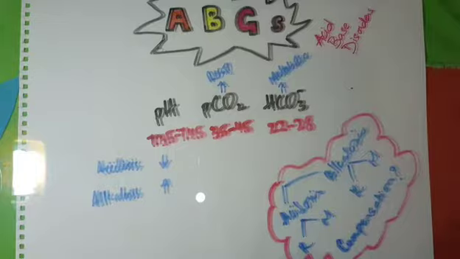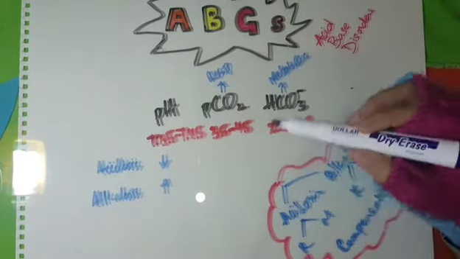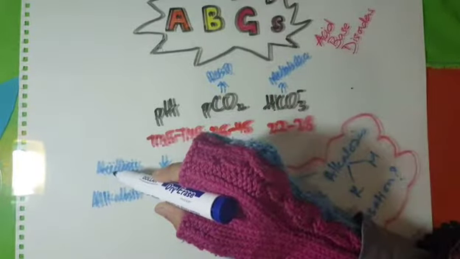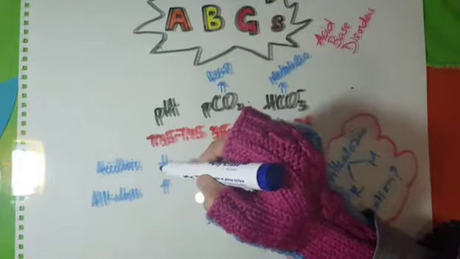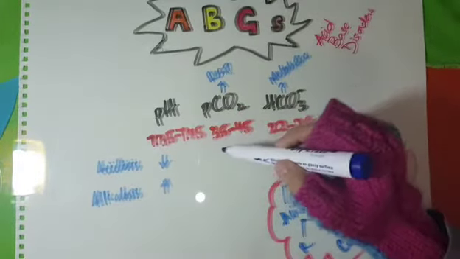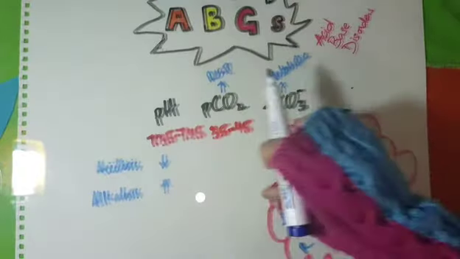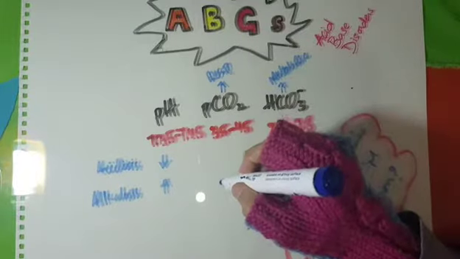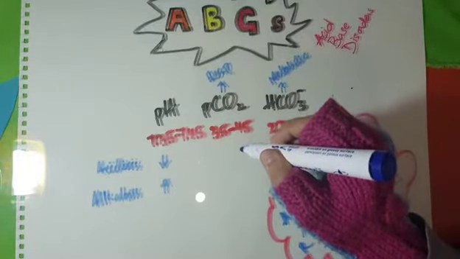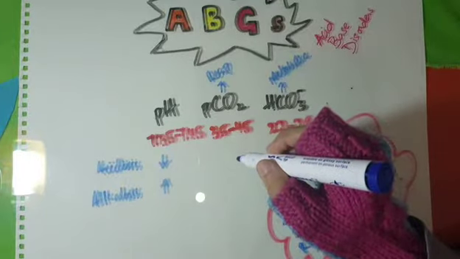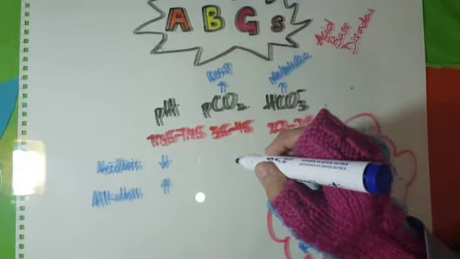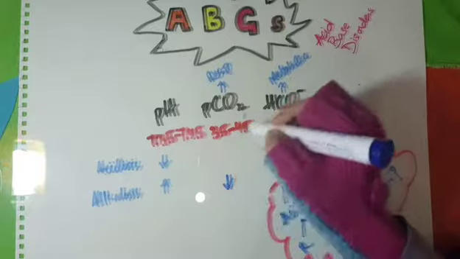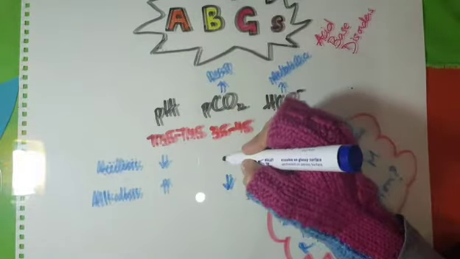I wrote it here: if pH is less, it shows acidosis. Yes. In acidosis, pH should be less. In alkalosis, pH should be high. So what does low carbon dioxide mean? What does high carbon dioxide mean? If it is an acidic gas, then low carbon dioxide means less acidic, so it would be alkalosis.